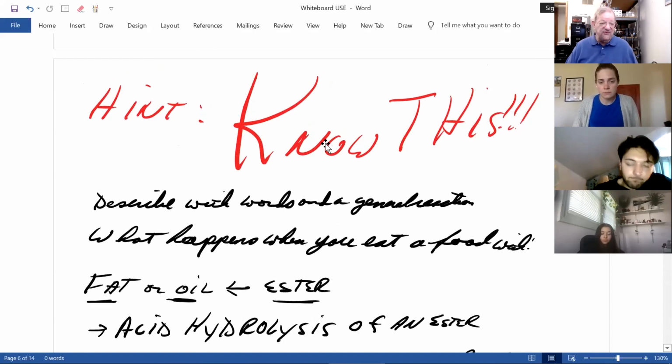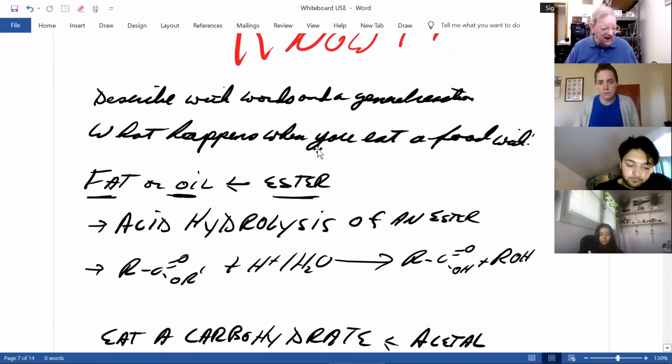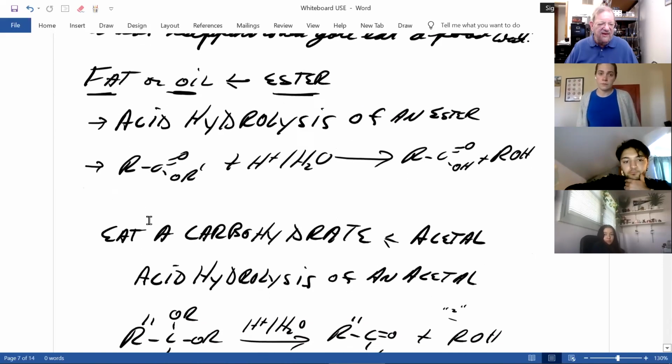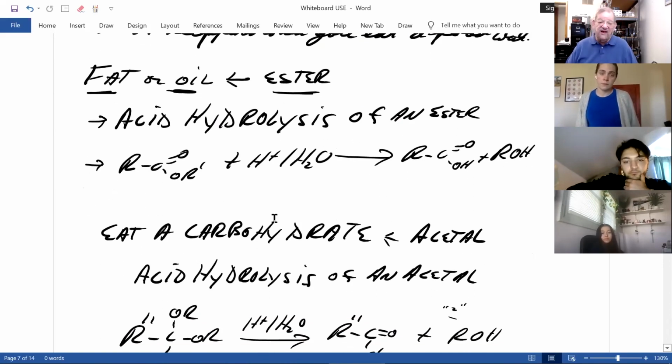It even says this, leaving my class, because all of you are in some way, I believe, health-related majors, and you should know how to describe with words and a general reaction when you eat a fat and oil, which has an ester functional group. It's acid hydrolysis of an ester. Here's the general reaction. Ester, acid, and water gives you a carboxylic acid and the alcohol you would have used to make that ester.